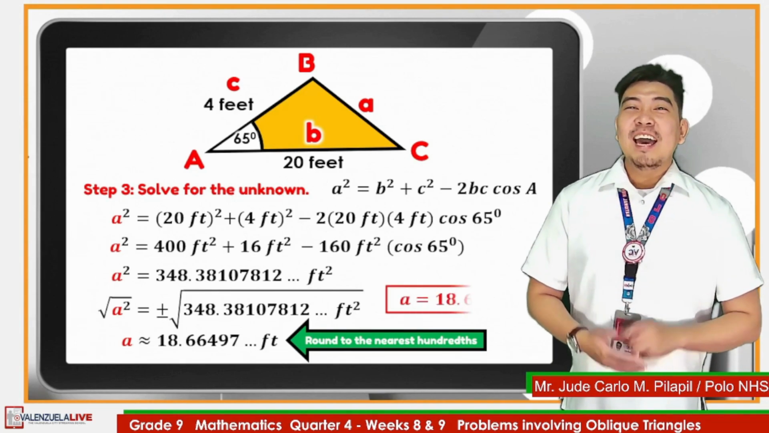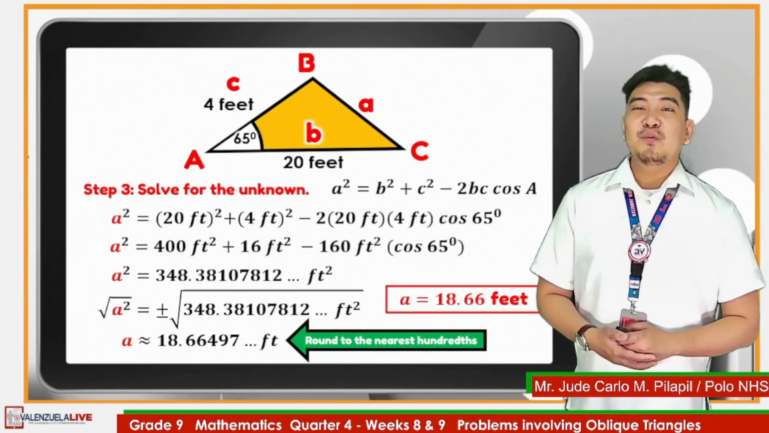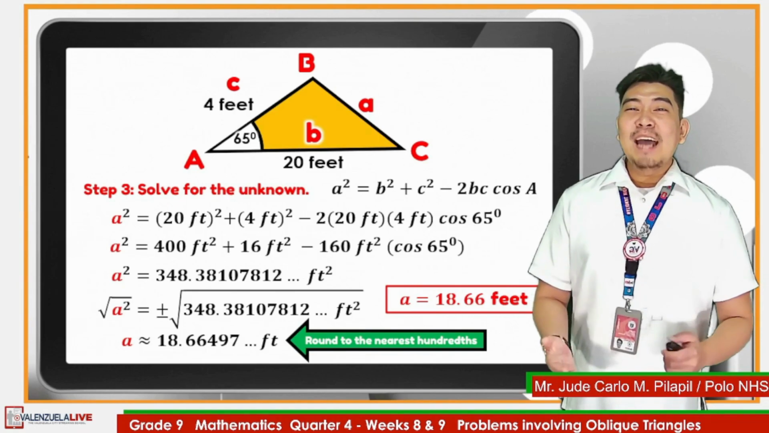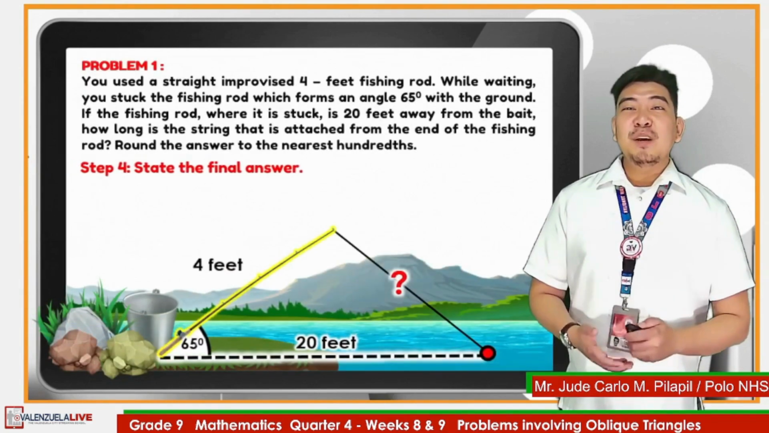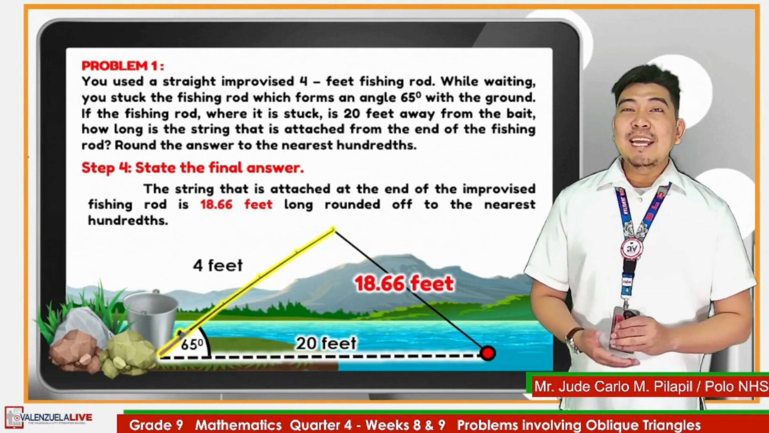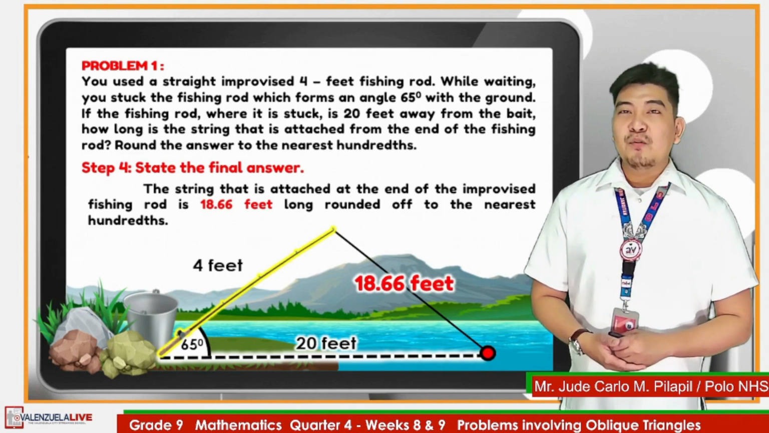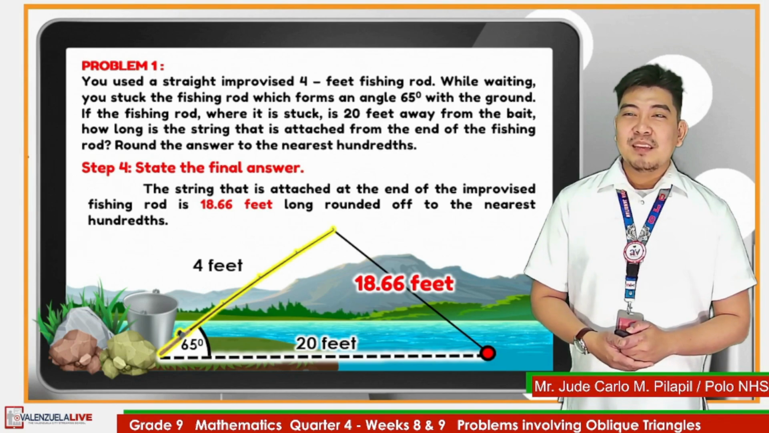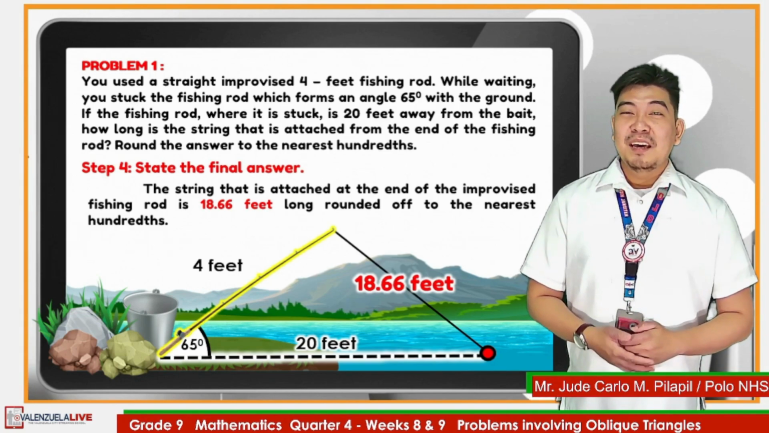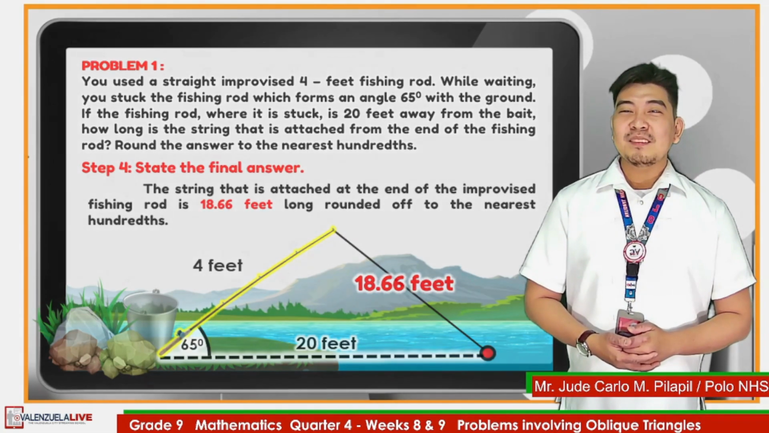That's correct. A is equal to 18.66 feet. To answer the problem, the string that is attached at the end of the fishing rod is 18.66 feet long, rounded off to the nearest hundredths. In the problem, can you still remember where we went to catch fish?